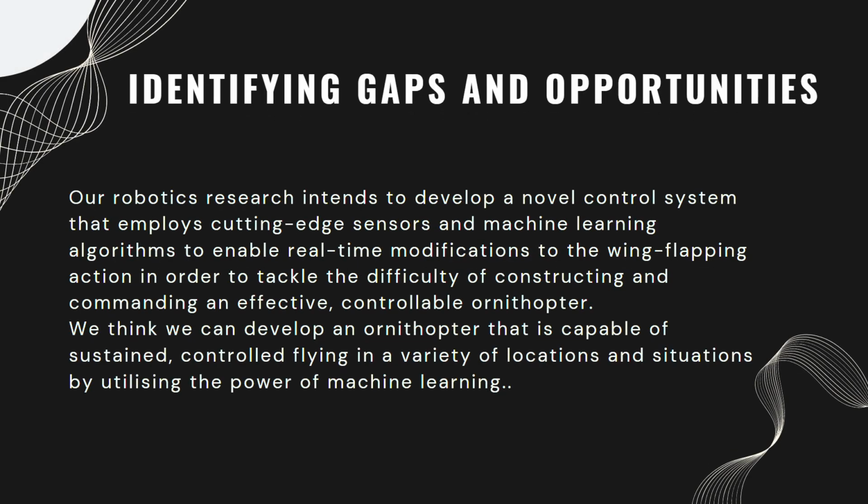So, what are some identifying gaps and opportunities in this world regarding these types of electronic devices? Our robotics research intends to develop a novel control system that employs cutting edge sensors and machine learning algorithms to enable real time modifications to the wing flapping action in order to tackle the difficulty of constructing and commanding an effective controllable ornithopter. We think we can develop an ornithopter that is capable of sustained controlled flying in a variety of locations and situations by utilizing the power of machine learning.